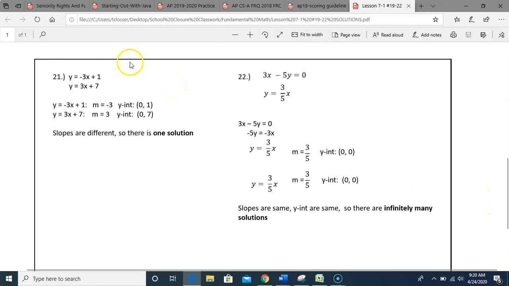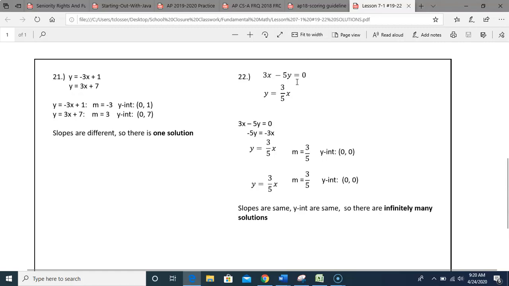Same rules apply. We're going to look at the equations and make sure that they are in slope-intercept form, and we can see here that they are. So we have to pull out the slopes, and we have to pull out the y-intercepts. So we can see that the slope of the first equation is negative 3, and the y-intercept is 1. We can see that the slope of the second equation is a positive 3, and the y-intercept is a 7. So now let's compare the slopes. We can see that the slopes are different, and when the slopes are different, that means that we have one solution. It's that simple.